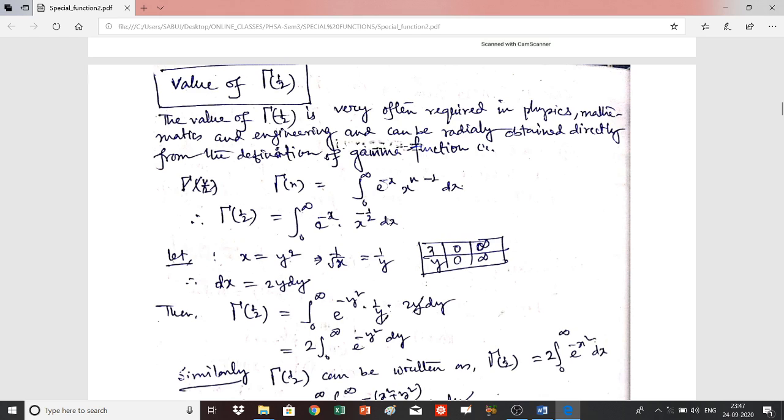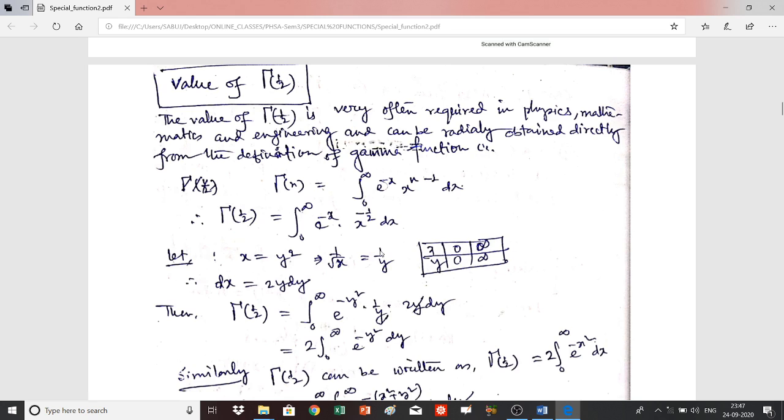And now it is time to replace x by something else. Right here x is replaced by y square. So from here you can easily understand that 1 by root x is equal to 1 by y. And if you wish to change the limits of this integration, here x is 0 and here y.